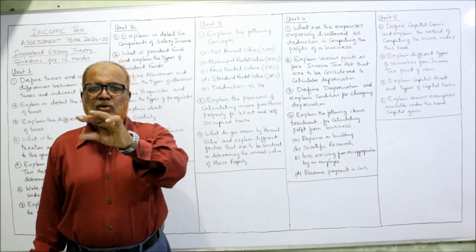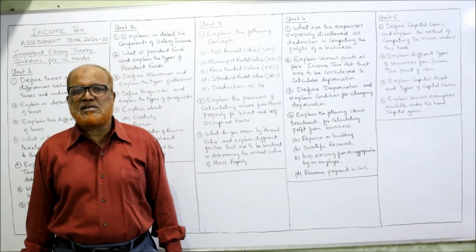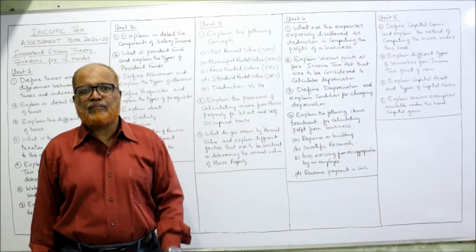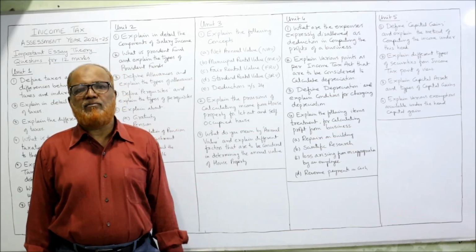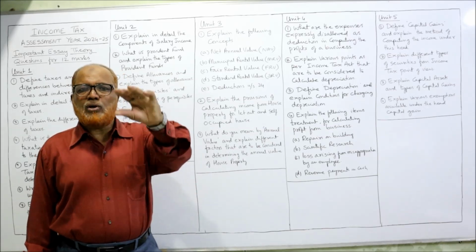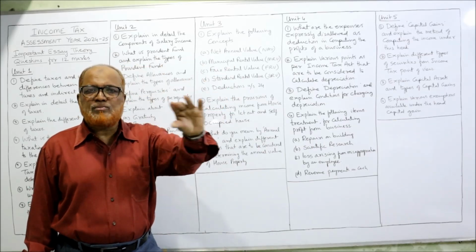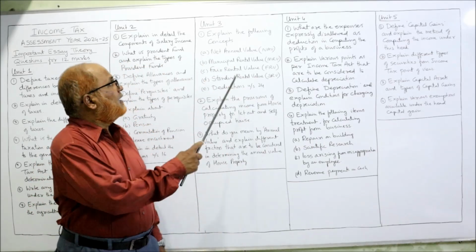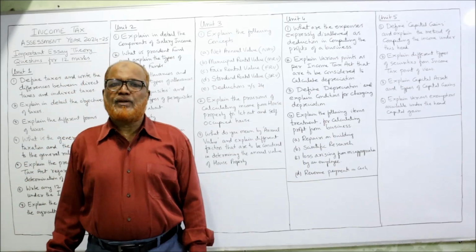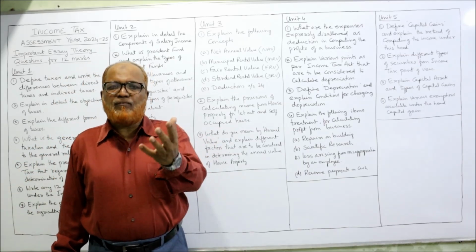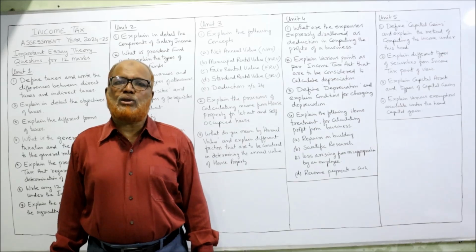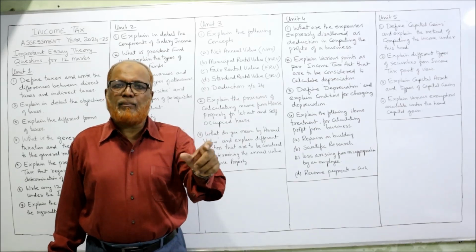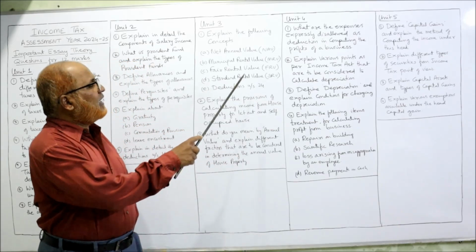From gross annual value, deduct the municipal taxes paid by the owner. Then we will get net annual value. So net annual value is equal to gross annual value minus municipal taxes. Next comes municipal rental value. The rental value of the property fixed by the municipal authorities. That is called MRV. Then fair rental value.